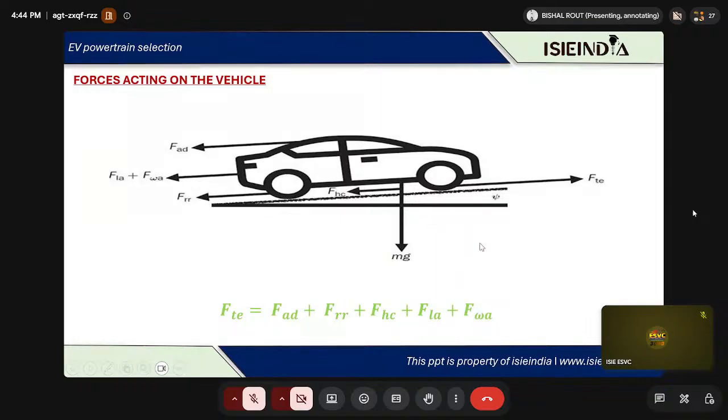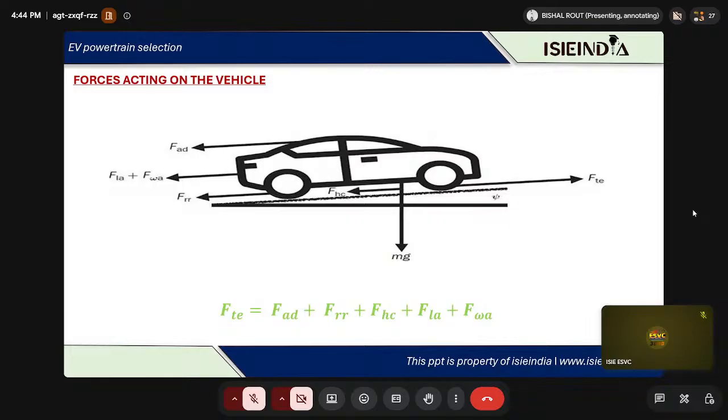Then we can easily calculate the power. Power is equal to force into velocity. Even we can calculate the torque. We know the radius of one wheel, and we know the force, so we can multiply it by the radius, the perpendicular distance, and then easily calculate what torque is required for moving that particular vehicle. So all our fundamentals lie in calculating the force, because if you know this, we can calculate the power, or the torque, right? So F_TE is nothing but the tractive effort force, which is generated inside the vehicle.